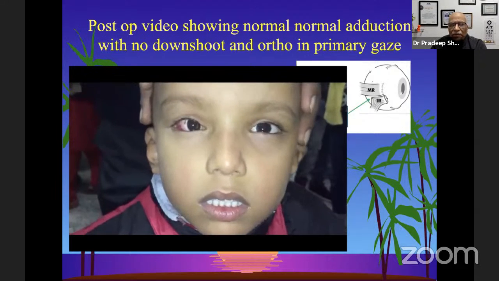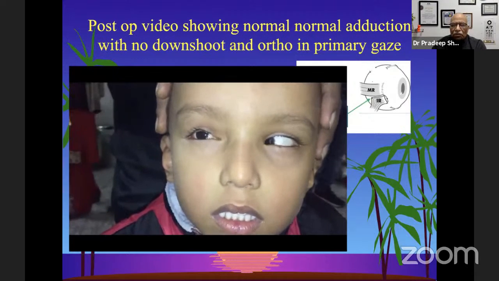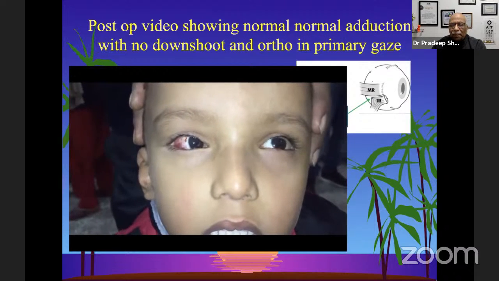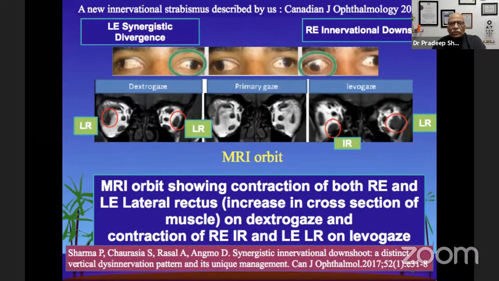This is a post-op video of this child, and you can see that the abduction, of course, is not good because we have done the lateral rectus supramaximal recession. But here you can see that the adduction has improved and there is no downshoot. So in these cases, with the help of imaging, you can reach your conclusion on which muscles to tackle. The dynamic MRIs or kinetic MRIs done in different gazes can confirm your apprehensions about the aberrant innervations and lead you to the correct muscles to be handled.